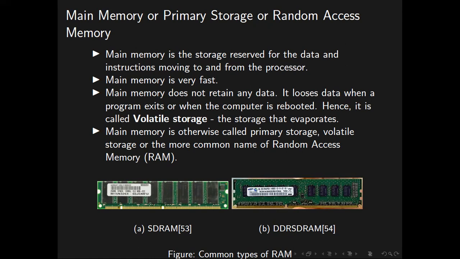Now we come to the other important member of the CPU, which is called the RAM, random access memory, otherwise called the primary storage or main memory. The other name for random access memory is volatile memory. Volatile means what? Something evaporating without trace.